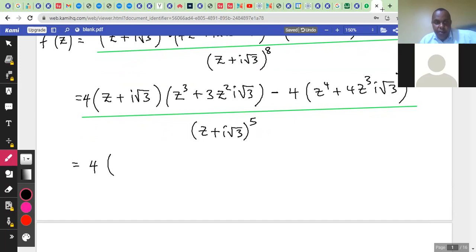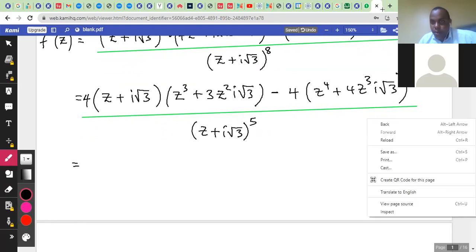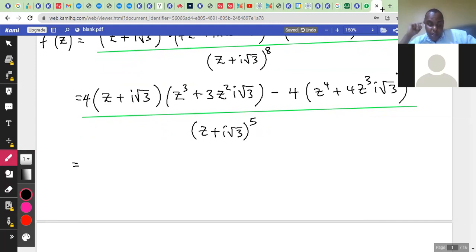This is z to the power 4. Or we can just put z naught instead of z, at this point. And F double prime of z naught, where z naught is i root 3. Yes, z naught is i root 3. So 4 times i root 3 plus i root 3, so this is 4 times 2i root 3.